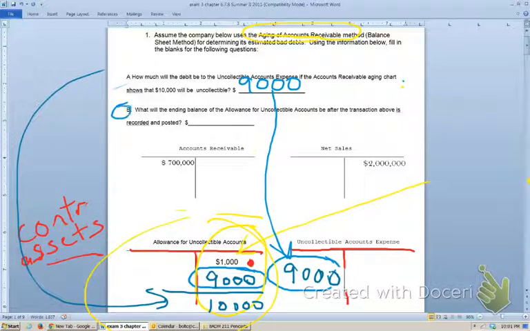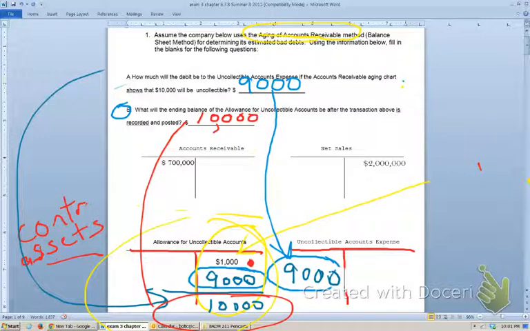Question B, what will be the ending balance of the allowance for uncollectible accounts? That ending balance is right down here, $10,000. And just as they have said, the $10,000 will be what we have for that allowance for uncollectibles.